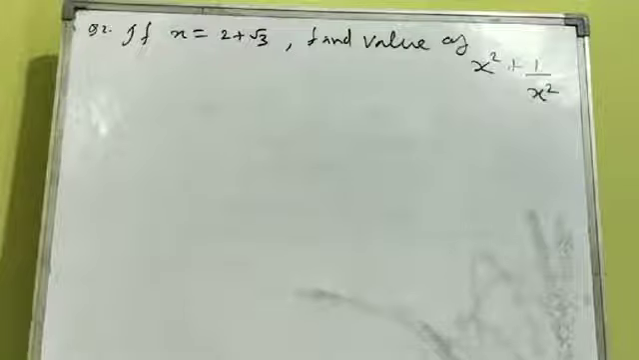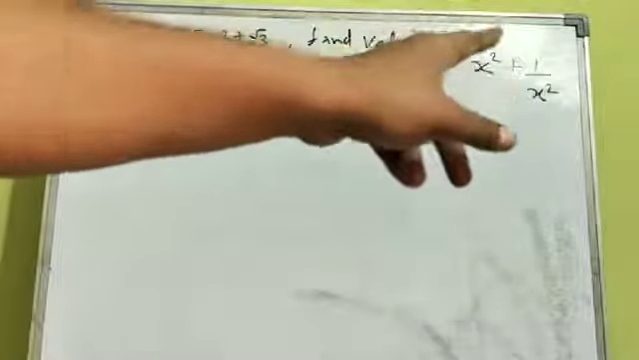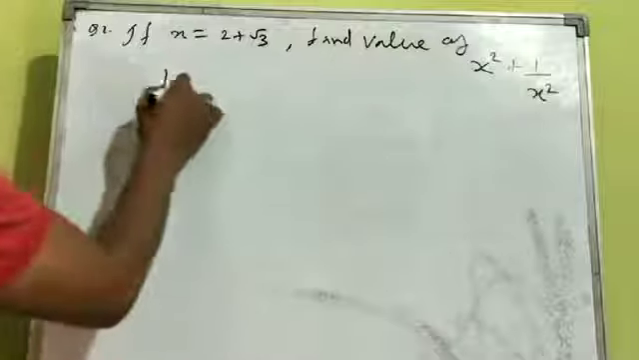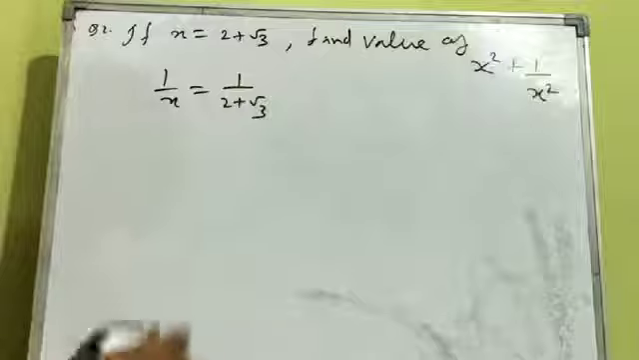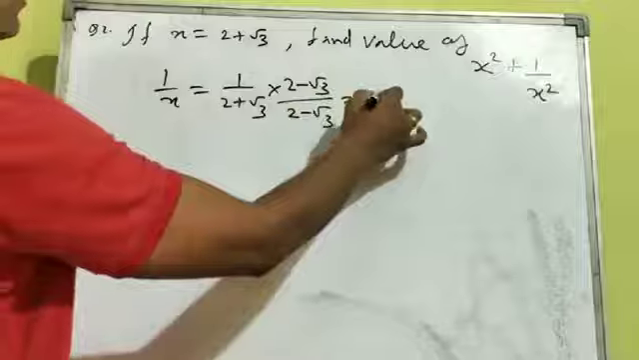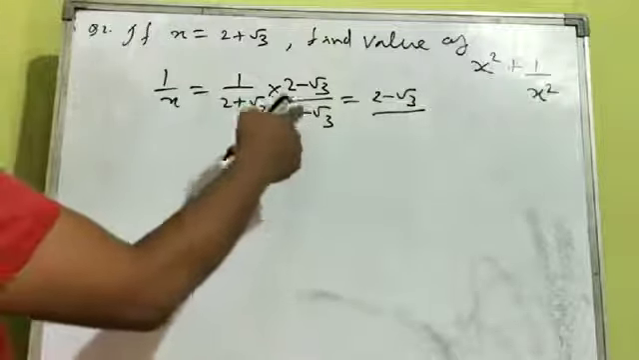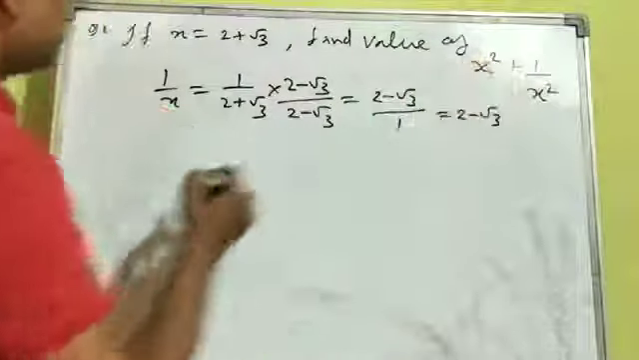Now here is another question based on the rationalization of irrational numbers. If x equal to 2 + √3, find the value of x² + 1/x². We have already got the value of x. Now what is the value of 1/x? 1/x equal to 1/(2 + √3). Now rationalize the denominator, so (2 − √3)/(2 − √3). This gives (2 − √3) upon a² − b², 2² is 4 minus (√3)² is 3, that is 4 − 3 = 1, that is, it is equal to 2 − √3.